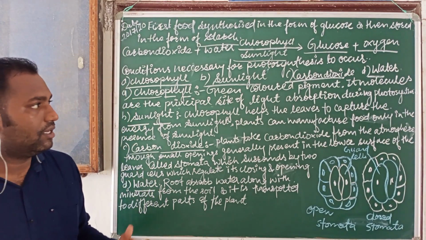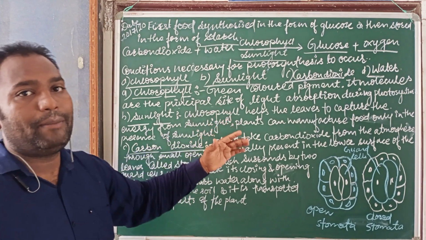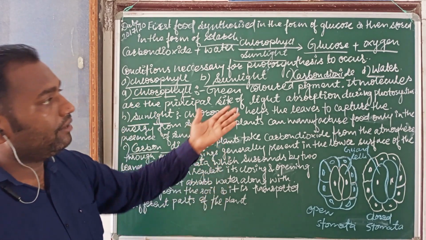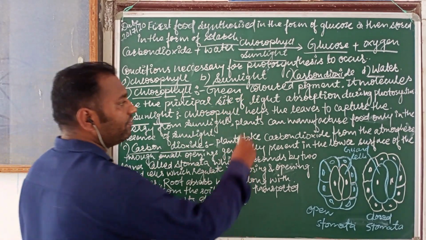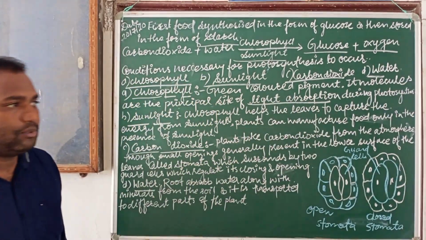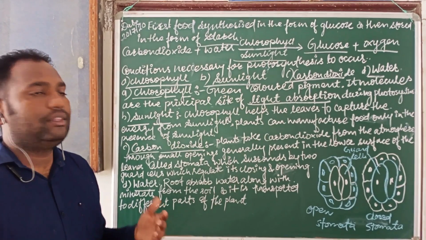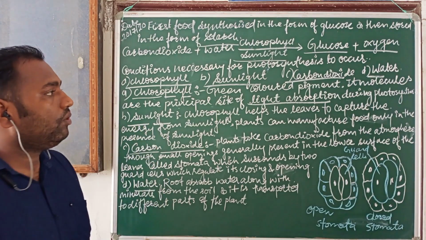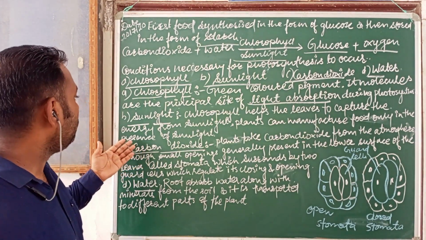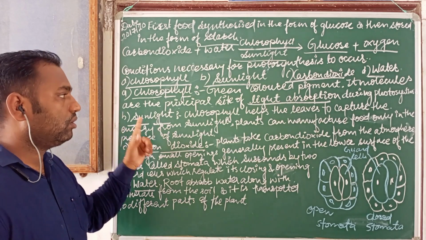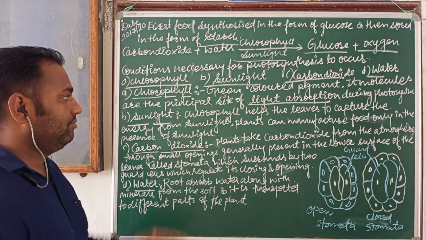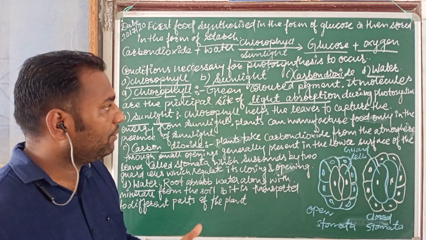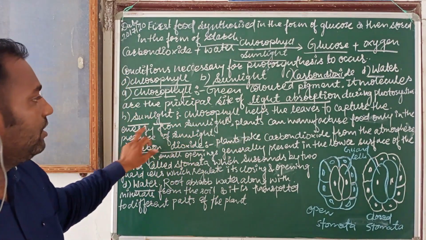Light generally comes from the sun, and it is absorbed by some molecules present in the chlorophyll, which get activated. After the absorption of light by the chlorophyll, our photosynthesis process starts. Next is sunlight. Chlorophyll helps the leaves capture the energy from sunlight. It means leaves can capture energy from sunlight only due to this chlorophyll.